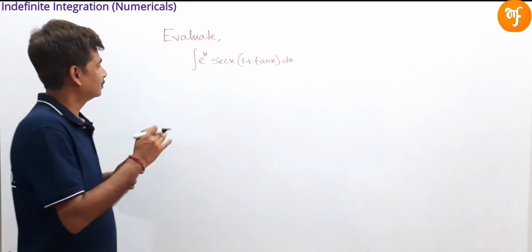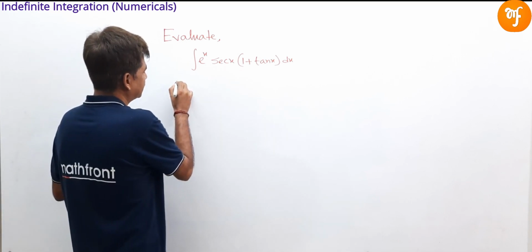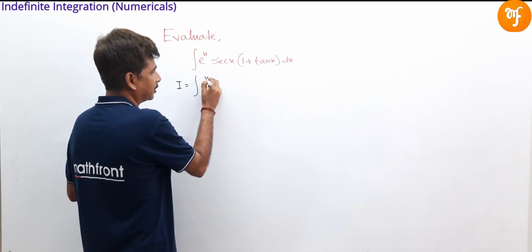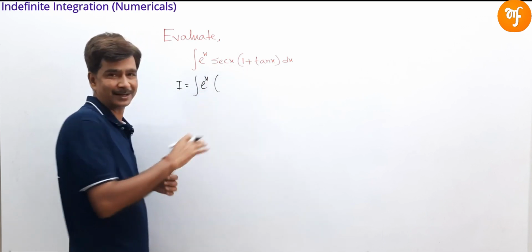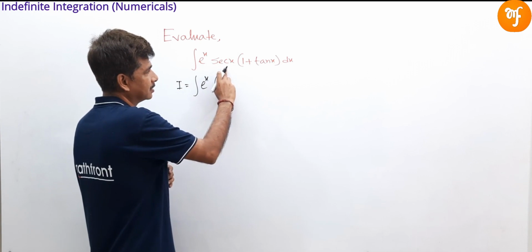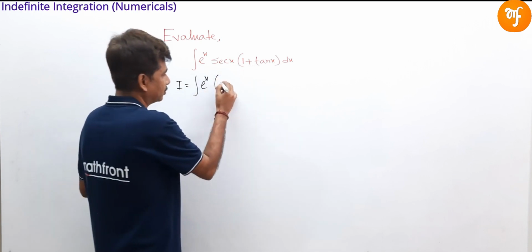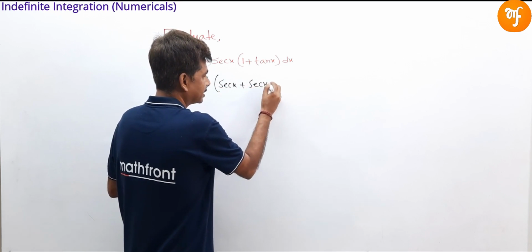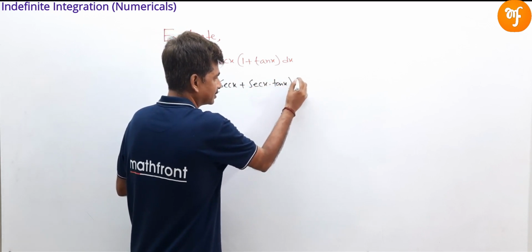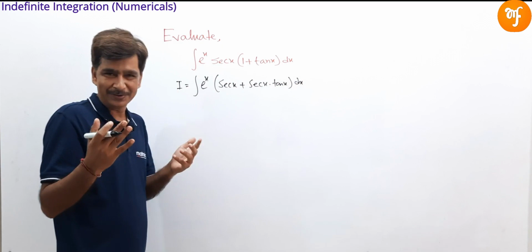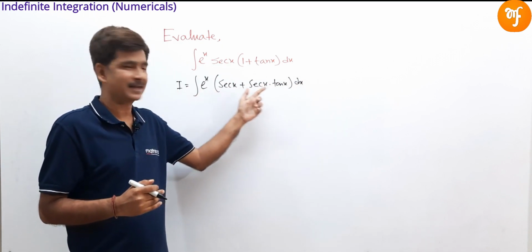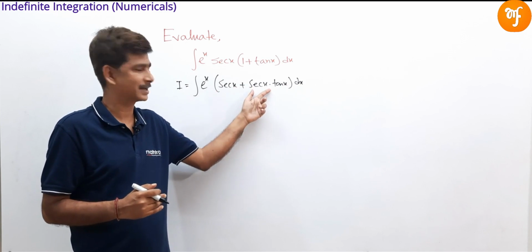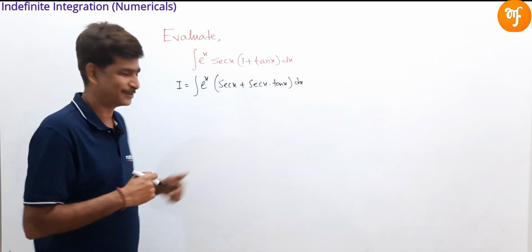Okay, so first of all we have to arrange. We can write I is equal to the integration of e^x [sec x · 1, that is sec x, plus sec x tan x]. So inside the bracket we will write sec x + sec x tan x dx. Now we know the derivative of sec x is sec x tan x. So if we assume sec x as f(x), then this part sec x tan x will be f'(x).